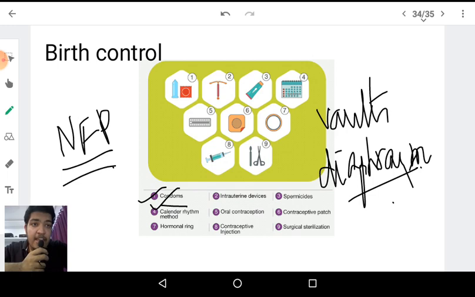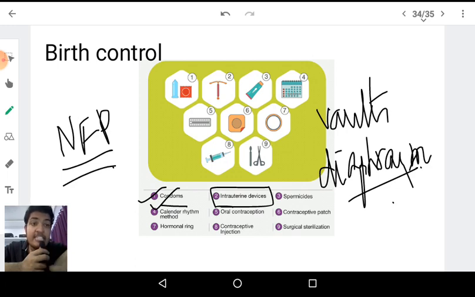The second type of device is known as the intrauterine device, which are certain devices which are implanted in the uterus. This releases certain hormones, and that changes the cervical mucus quality and thereby retards the motion of the sperms inside the female reproductive tract. Next is spermicides, which are certain creams which are applied on these mechanical barriers so as to increase the efficiency of those barriers. Next is oral contraception, which are certain pills which can regulate the levels of different hormones in the body of the female and thereby prevent pregnancy.